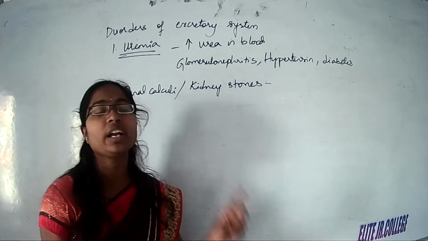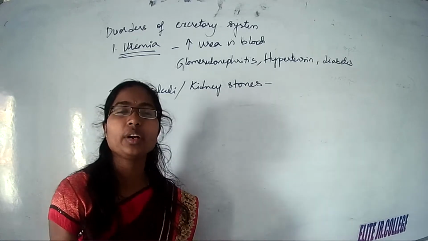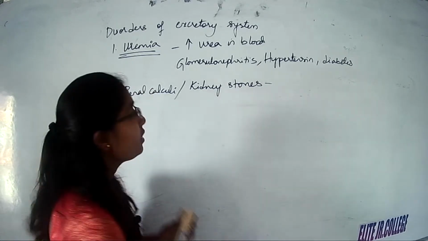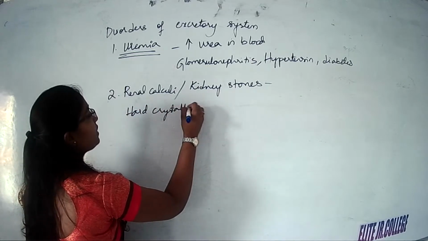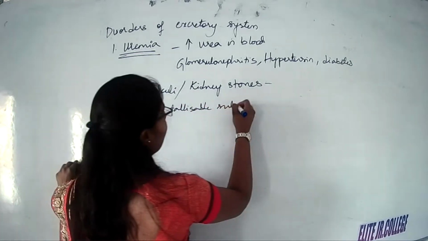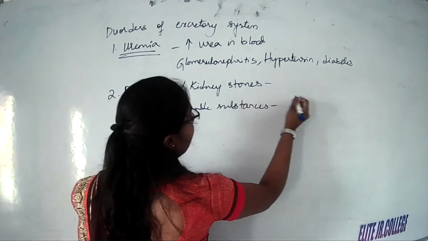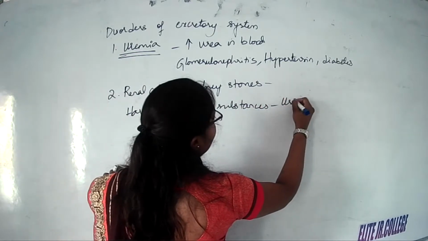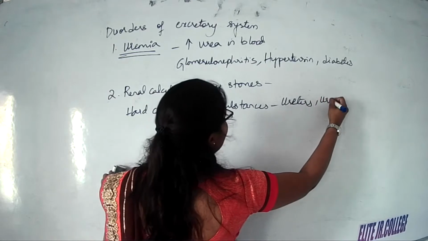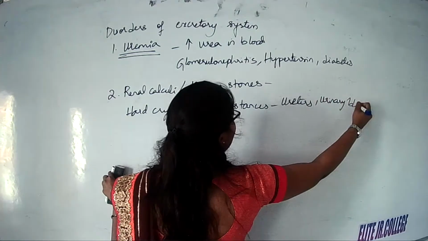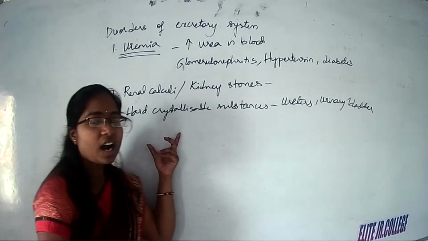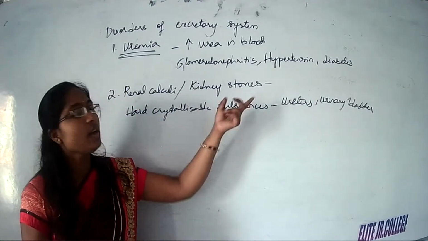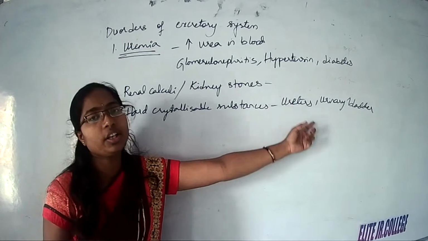Which are found in the urinary tract, either in the ureters or in the urinary bladder. There are some hard crystallizable substances present in the ureters or in the urinary bladder.